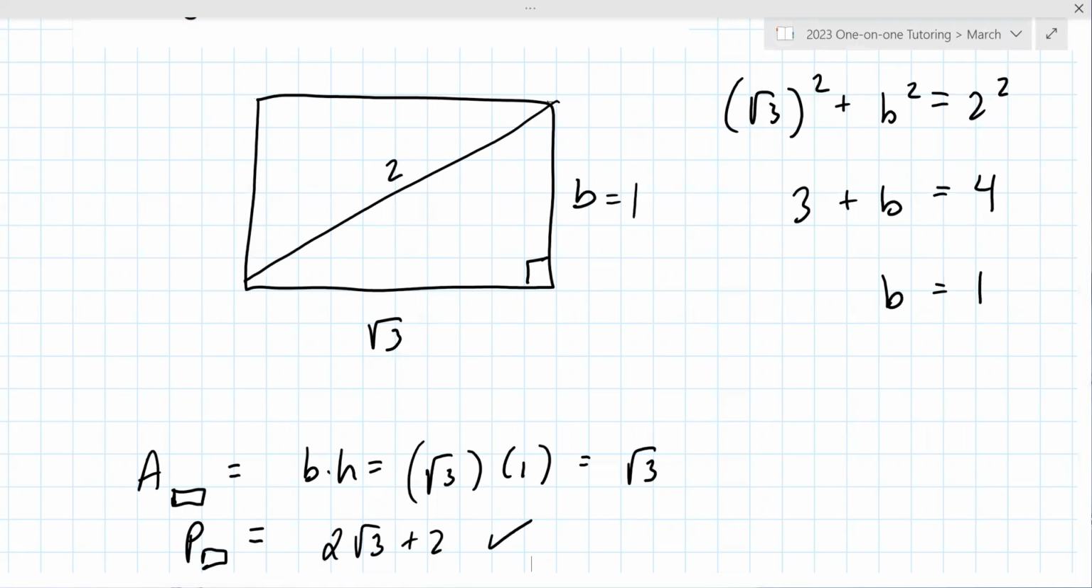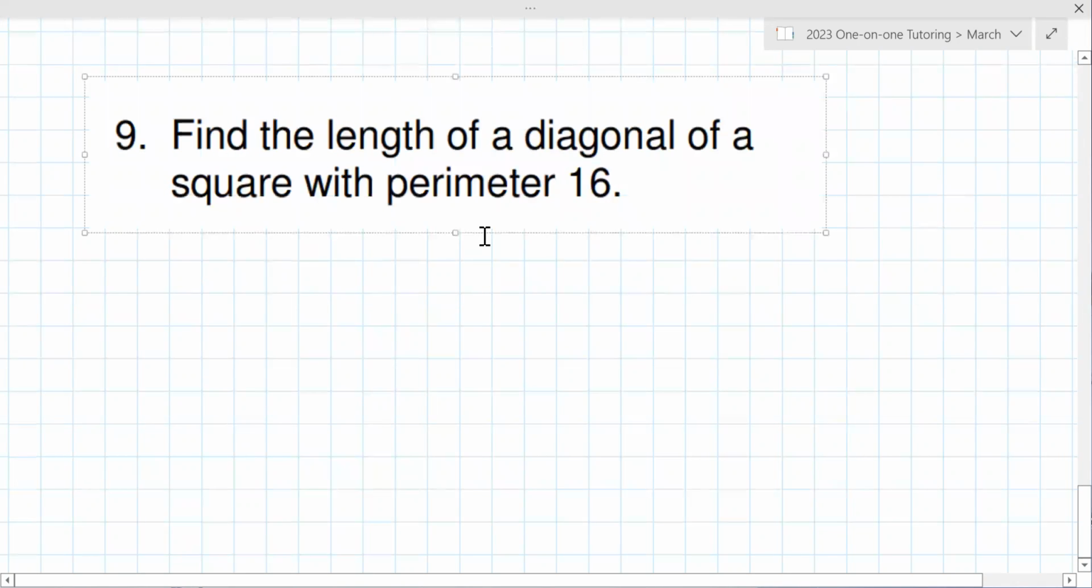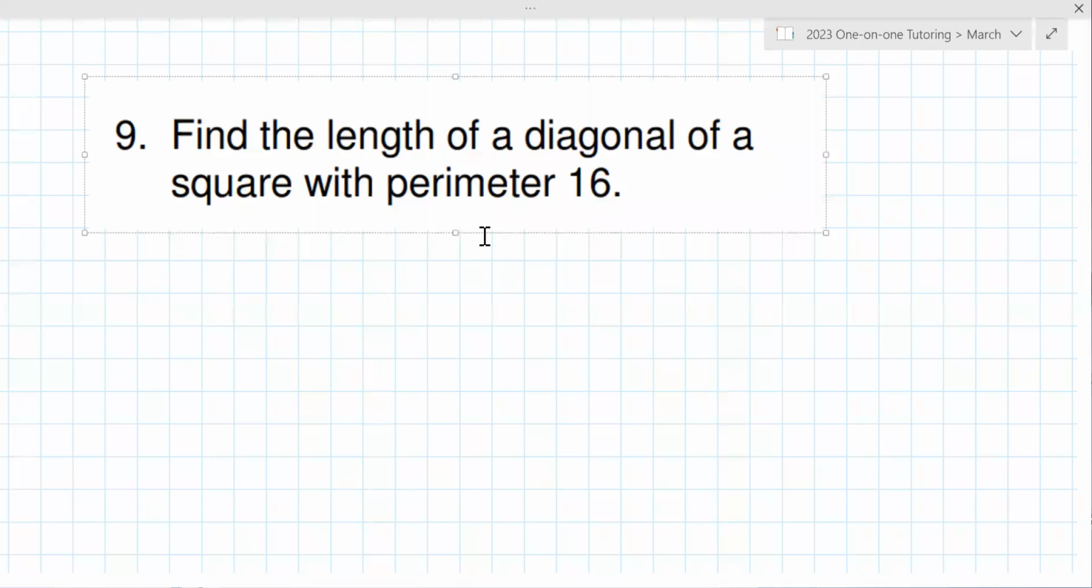Okay, let's try another one of these. The challenge really is drawing it correctly. If you ever want me to check your drawing before you proceed, I'm happy to do that. But take a look at this one, see what you come up with, please. So each side would be 4. Find the length of a diagonal.